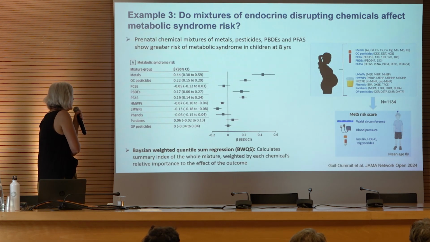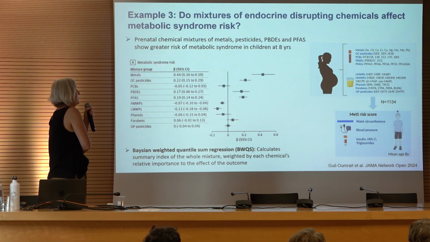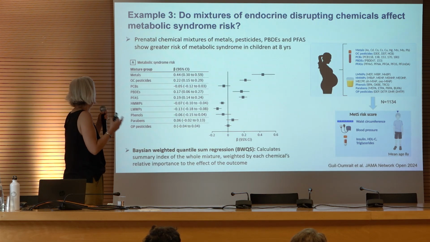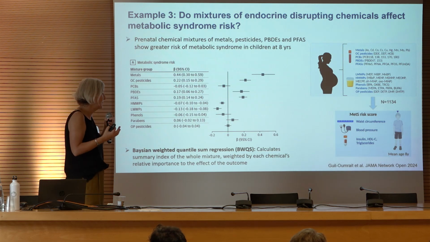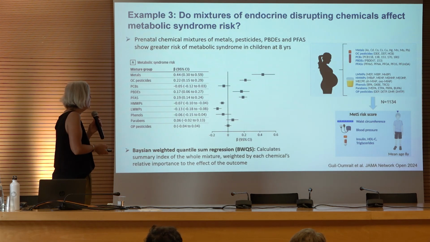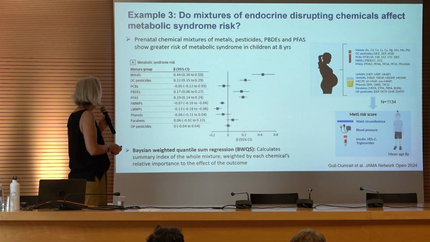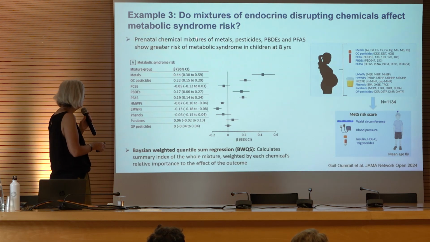The third example is related to the mixtures. So we can ask the question, when we measure a lot of environmental chemicals, for example, we know that people are not exposed to just one. There's a lot of questions around cocktails, exposure to cocktails of chemical pollutants, because they might act on very similar mechanisms. So here the question was, do these mixtures of endocrine disrupting chemicals affect metabolic syndrome risk in children?